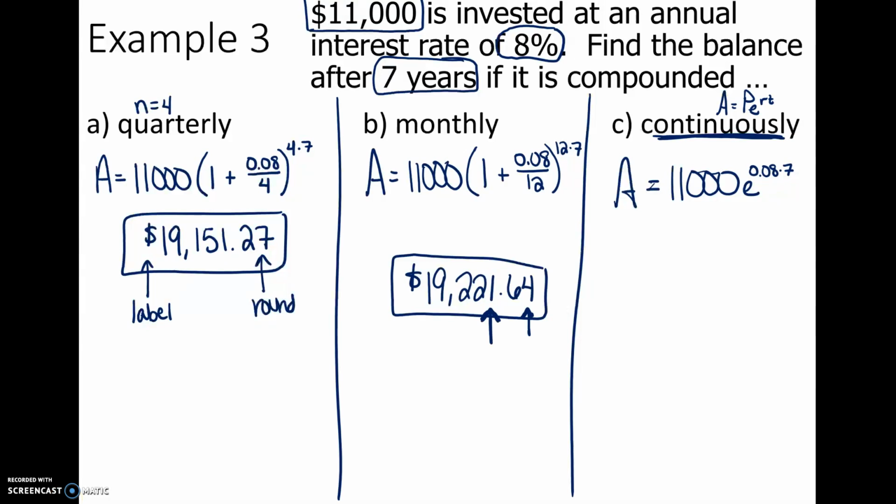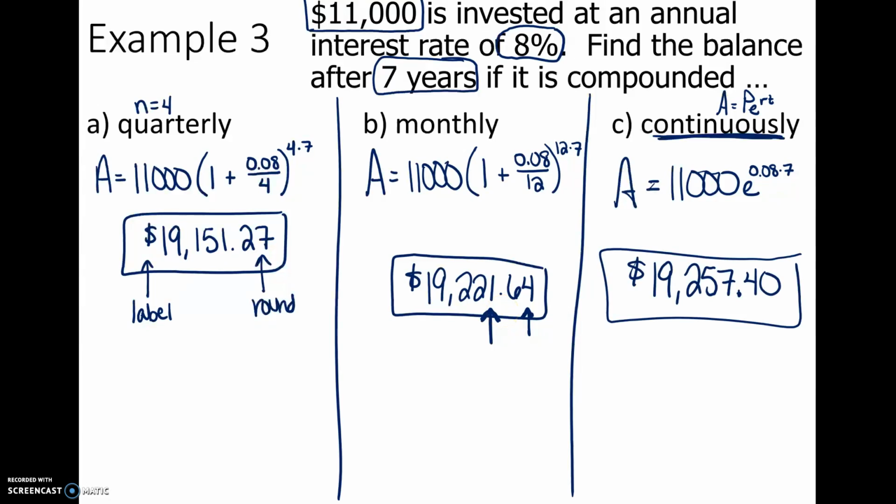It was just pointed out to me that my Dory brain struck, and between the calculator and the PowerPoint screen, I switched these two numbers. So the correct answer is $19,221.64. Okay, in A, once you type this into your calculator, you should get $19,257.40.